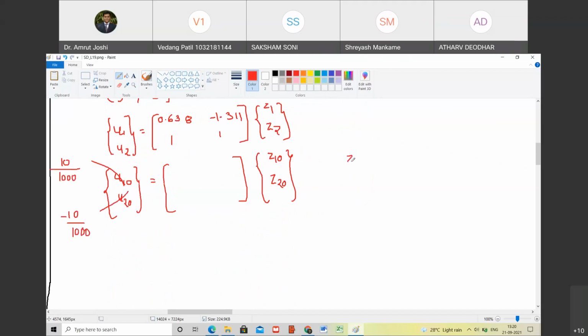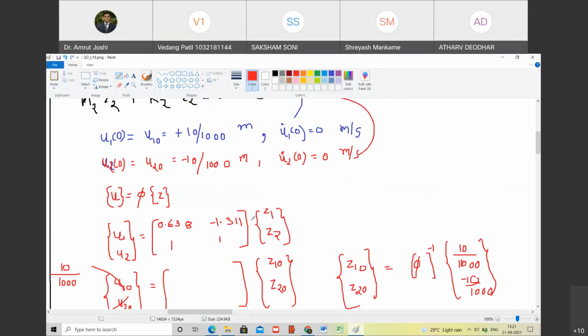Question. So what is the value of z1 of 0 and z2 of 0? What I will have to do is take phi inverse, happy? Yes, sir. And multiply it by 10 by 1000 and minus 10 by 1000. So can you calculate phi inverse? Yes, easily. So therefore we will be in a position to get the value of z1 of 0 and z2 of 0. Happy? Yes, sir.